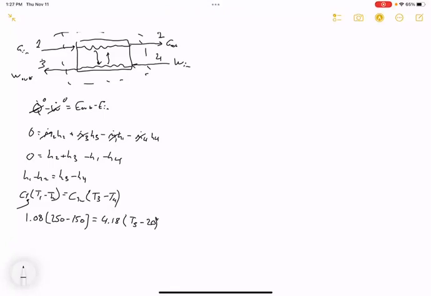Now, I'm leaving it in Celsius because we're talking about a change. And of course, the Celsius and Kelvin scales are incremented the same way. So you could use Celsius in this case. But if you're ever unsure, just use Kelvin. In this case, though, it's okay. So anyways, we're solving here for T3. And we're getting 45.83. Sorry, 84 degrees Celsius is the exit temperature of the water.